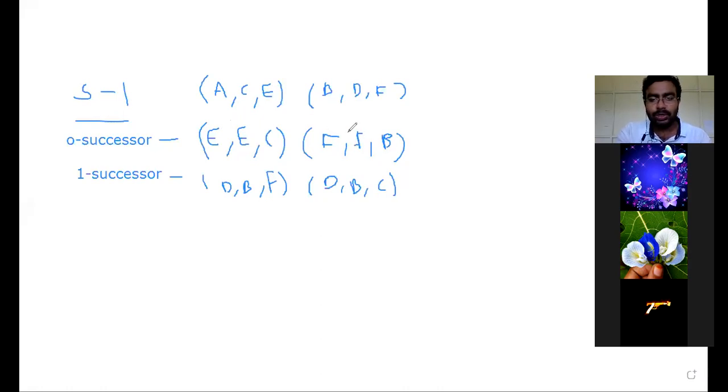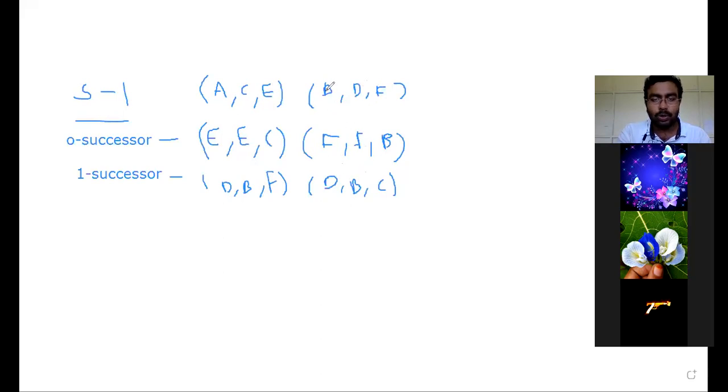Then check the zeroth successor of F, F, B here, students. F is in this group, F is in this group, and B is in the same group. So F, F, B are also in the same group, so there is no partition here either. Now check the one successor, students. D, B, F. D is in this group, B is in this group, F is in this group. So D, B, F are also in the same group, which means I need not separate A, C, E into separate groups. Then check the one successor of B, D, F. What are they? D, B, C here. D is in this group.